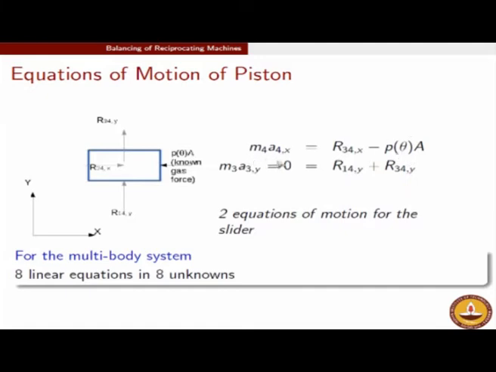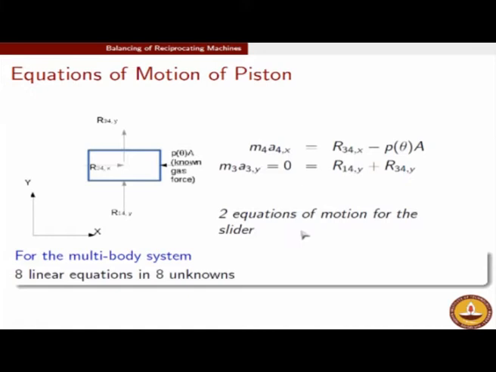Therefore, the entire mass times acceleration in the x direction of the piston is given by R34x minus P theta times A. And similarly, M3 times A3y, but this is a piston which is sliding only along the x direction. If it is sliding along the x direction, there is no acceleration in the y direction. So M3 times A3y should be 0, which means R14y, which, to repeat myself, is the force that the frame gives to the piston, plus R34y, which it gets from the connecting rod, together should give us 0. So these are the two equations of motion for the slider.